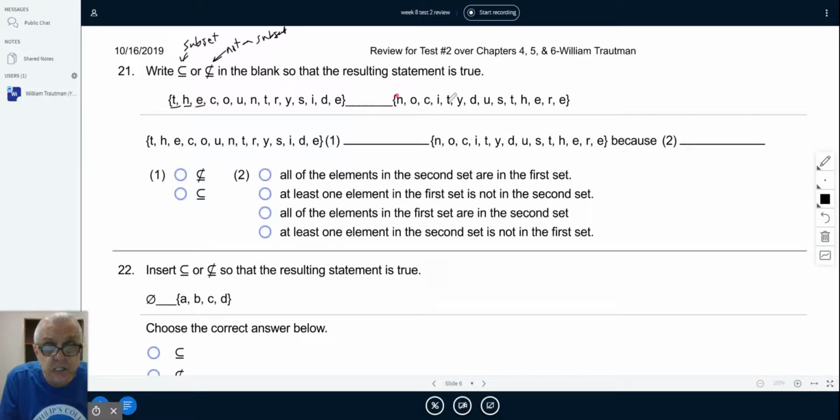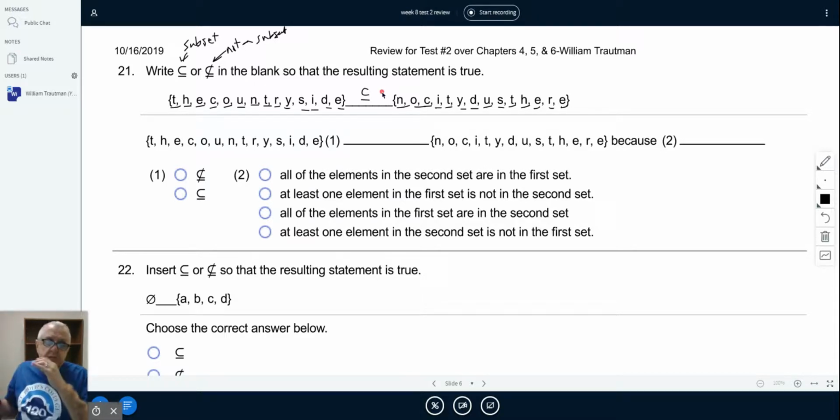The, T-H-E. The, T-H-E. Country, C-O-U, C-O-U, N-T-R-Y. T's already there, R-Y. Side, S-I-D, and E. So yes, they're subsets of each other because every letter from the left one is in the right.